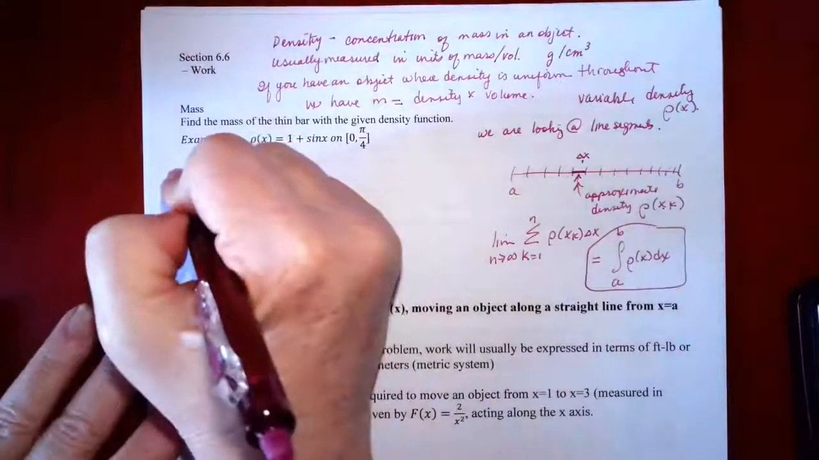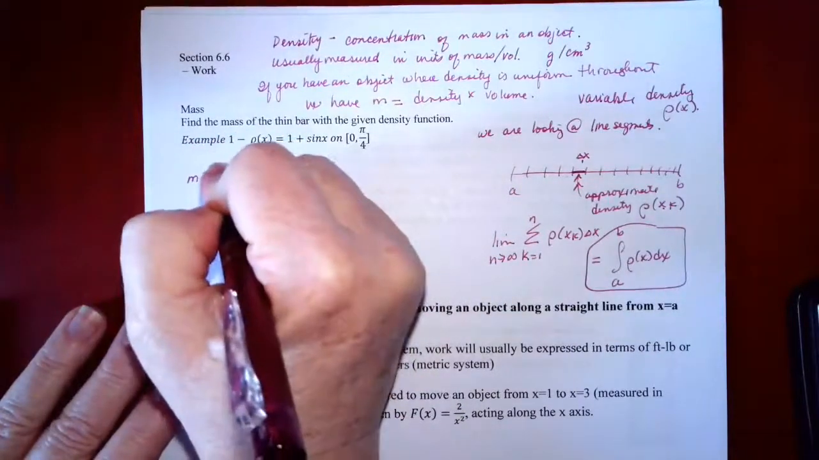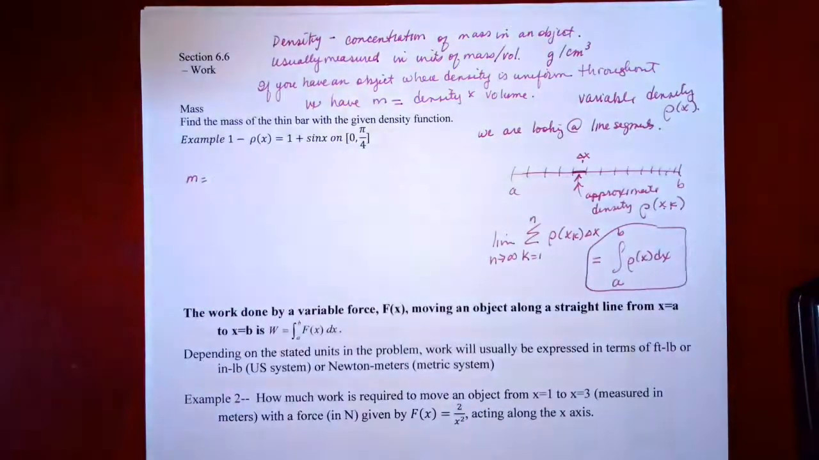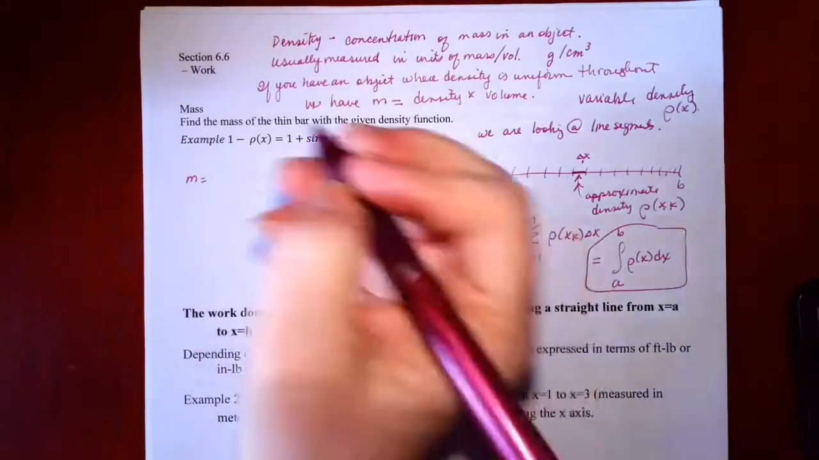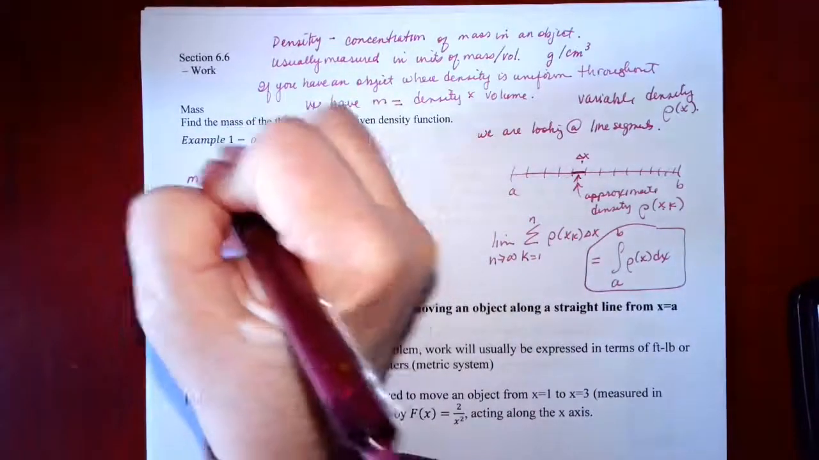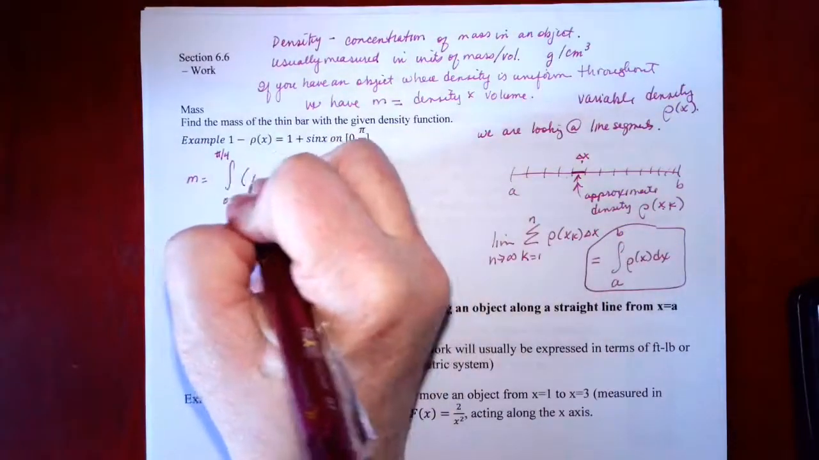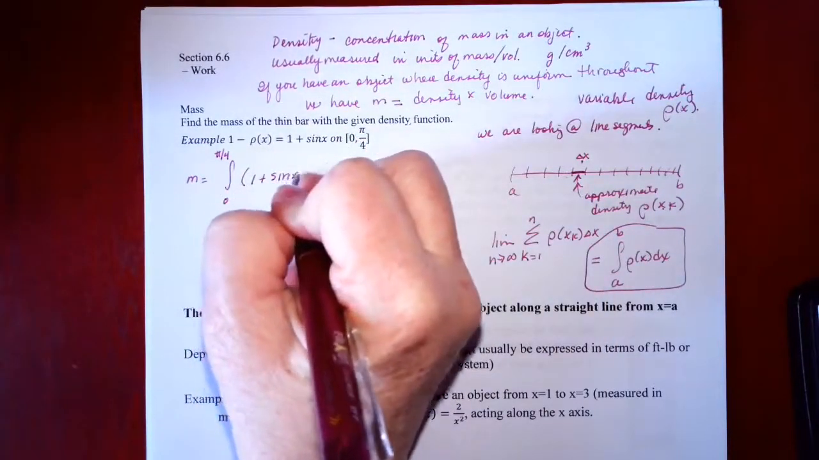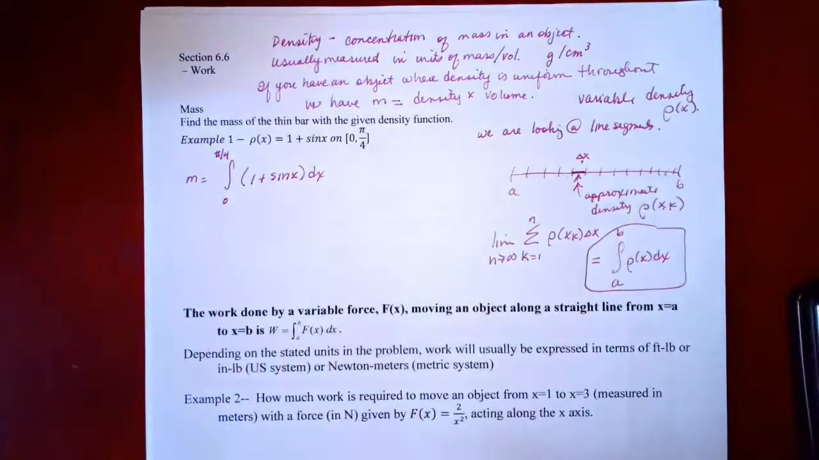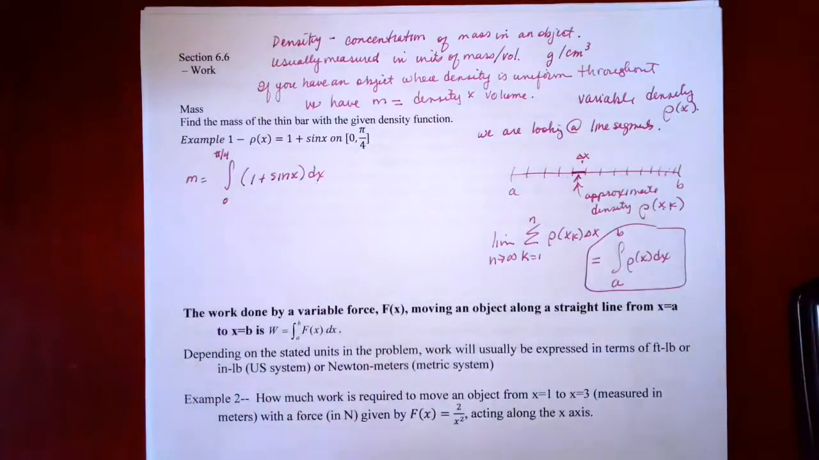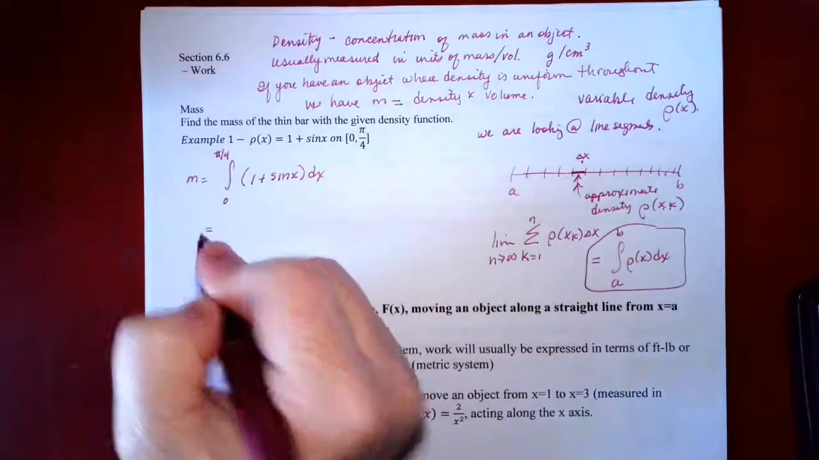So our mass here, when our density function is given by 1 plus sine x on the interval from 0 to pi over 4, will be the integral from 0 to pi over 4 of 1 plus sine x dx. Density times length. Okay? What's the integral of 1 plus sine x with respect to x?